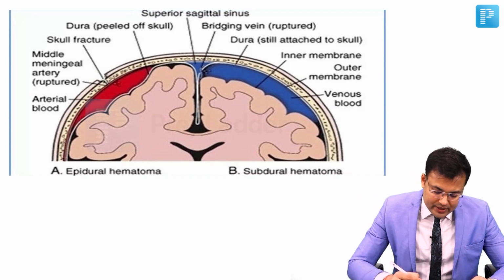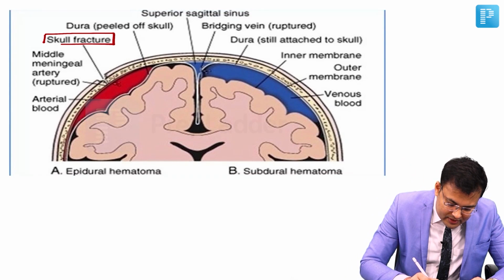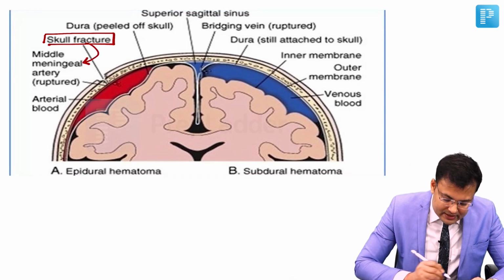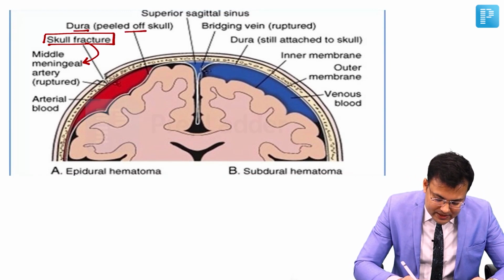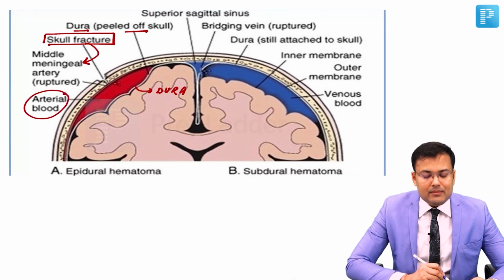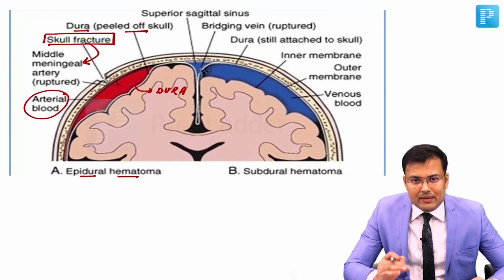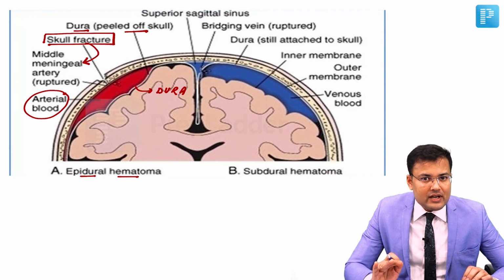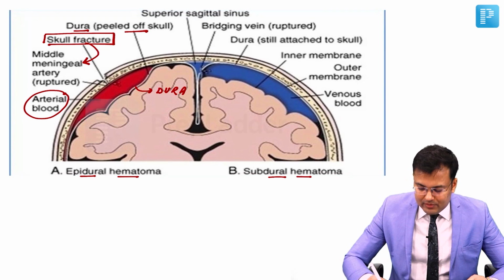Now what is SDH? But first, here you can see that there is skull fracture, right? And because of that there is injury to the middle meningeal artery, and you can see that dura is peeled off. So this is dura which is peeled off, and there is collection of arterial blood. So this is extradural or epidural hematoma. Epidural hematoma doesn't cross the suture line.